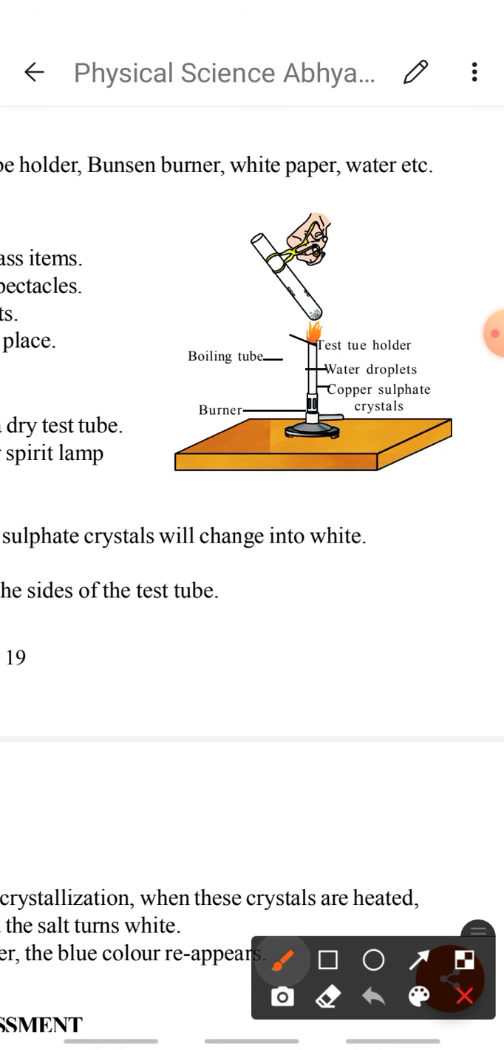You see here, this is a Bunsen burner, this is a boiling tube, this is the tongs. We take copper sulfate crystals and heat them on the burner. The copper sulfate crystals turn white, and we observe water droplets on the sides of the test tube. That indicates the copper sulfate crystals contain water molecules. This is called removing water of crystallization.